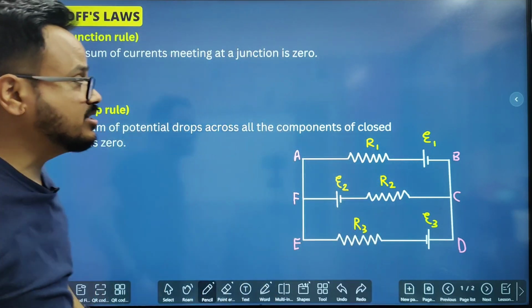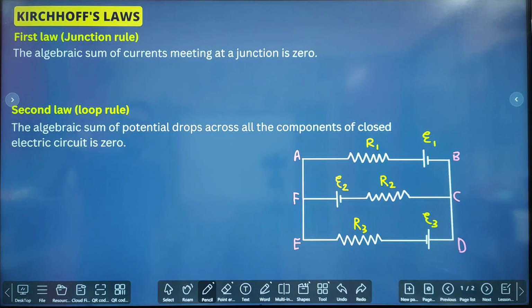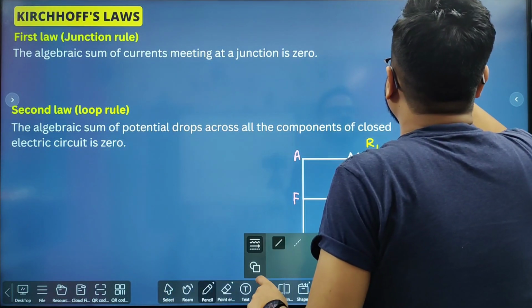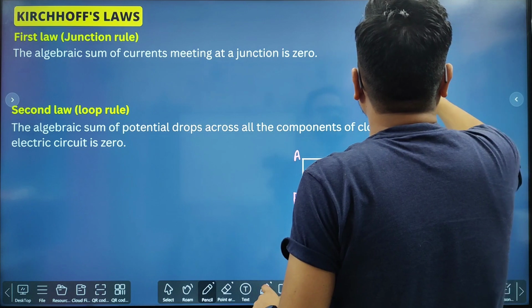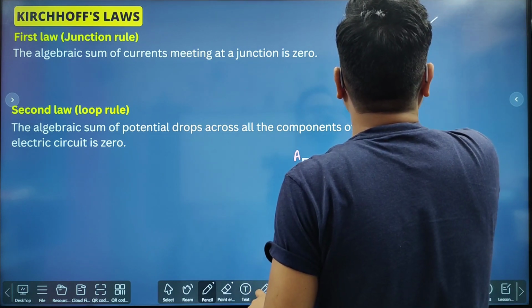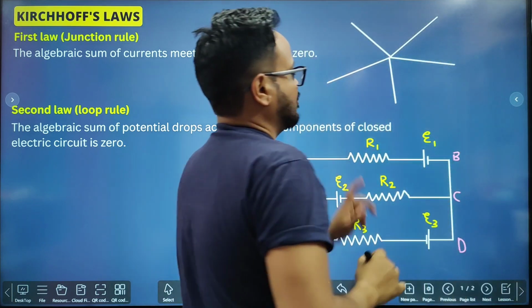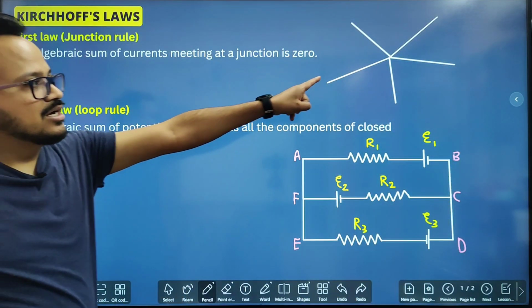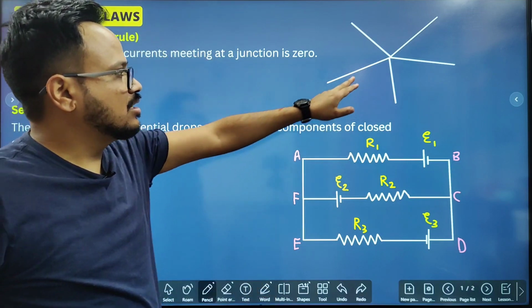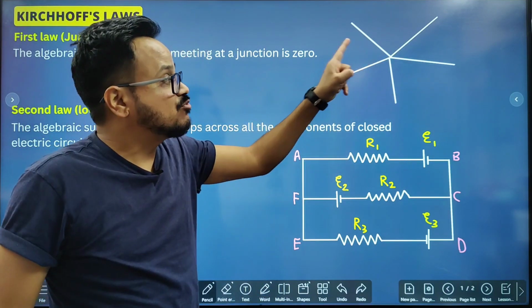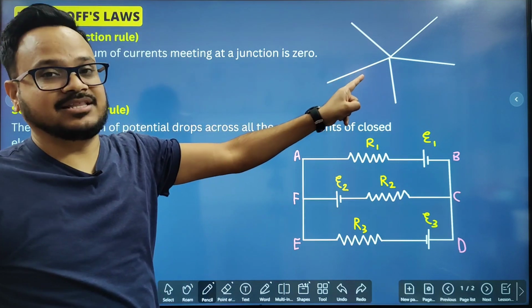So there are two laws. First law is called the junction rule, which says that the algebraic sum of currents meeting at a junction is zero. What is a junction? A junction is a point in an electrical circuit where more than two branches meet. This is a junction. This point, let us say P, or we don't have to name it. This point is called a junction because five branches are meeting at this point.